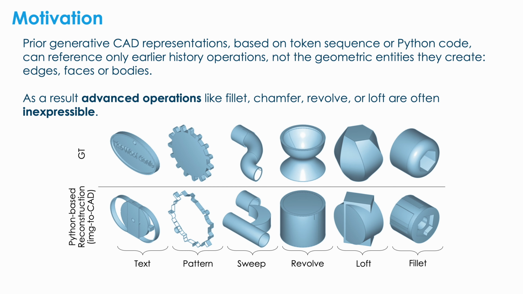The core aspect of generative computer-aided design is a learnable design history representation. Existing representations can only reference operations explicitly defined in a design history and cannot refer to created geometry, like specific edges or faces, which is required for advanced operations like fillet or loft. As a result, prior CAD generation methods fail to model advanced geometry.